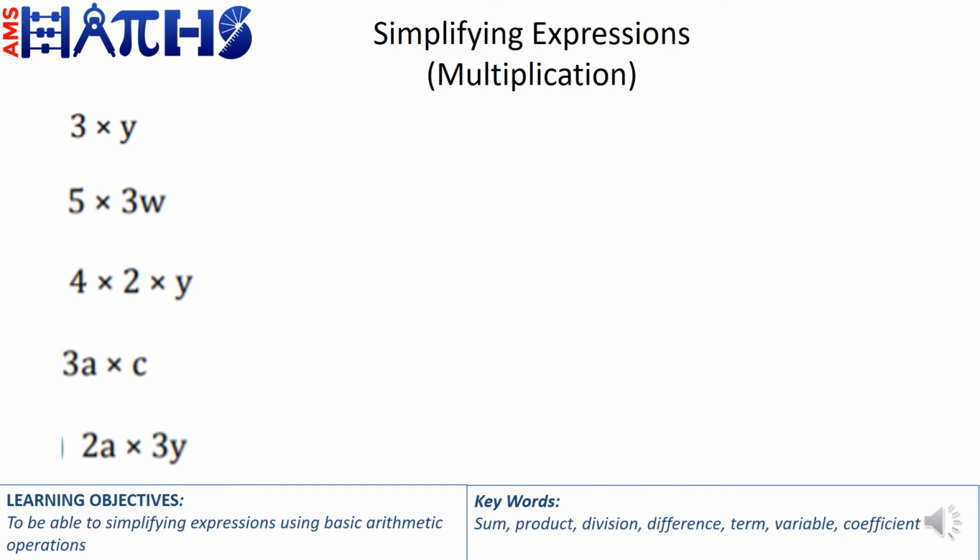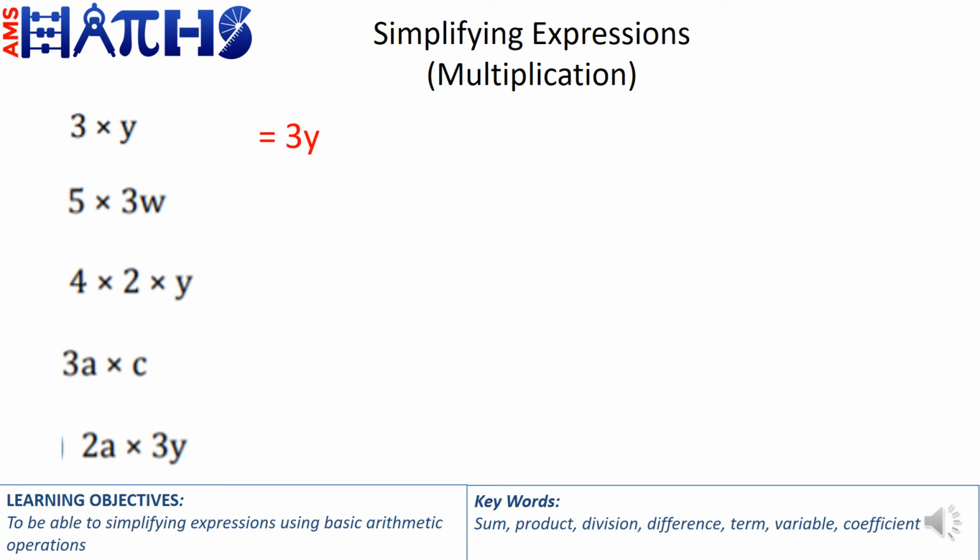Here we're going to simplify expressions using multiplication. So our first example, we have 3 times y, which gives us an answer of 3y. We have 3 lots of y, so it's y plus y plus y. 3 lots of y's would give us 3y.